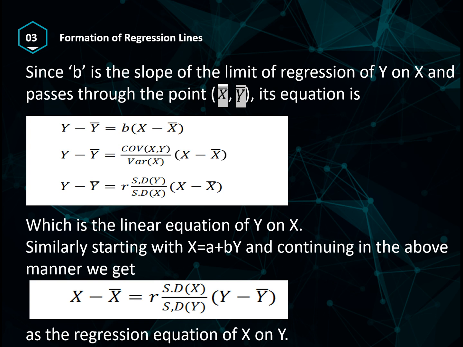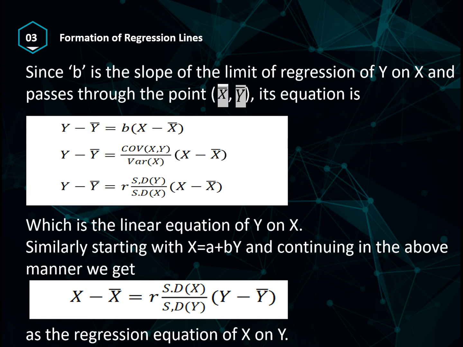Let us substitute that into this formula. Covariance of x comma y can be written as r into the standard deviation of y into standard deviation of x, divided by variance of x, which can be written as standard deviation of x whole square. So when we cancel one standard deviation of x in the numerator with the standard deviation of x in the denominator, we are left with r into standard deviation of y by standard deviation of x. And finally, we get the equation as y minus y bar is equal to r into standard deviation of y by standard deviation of x into x minus x bar, which is the linear equation of y on x.